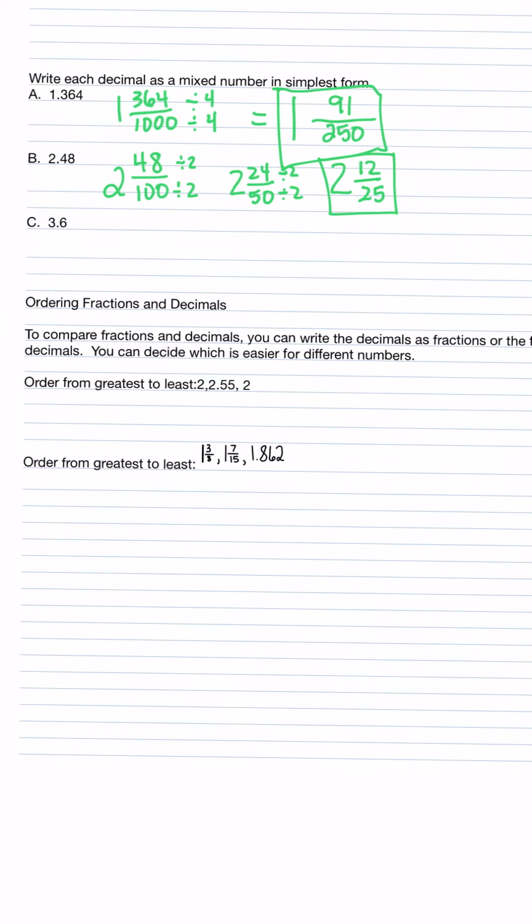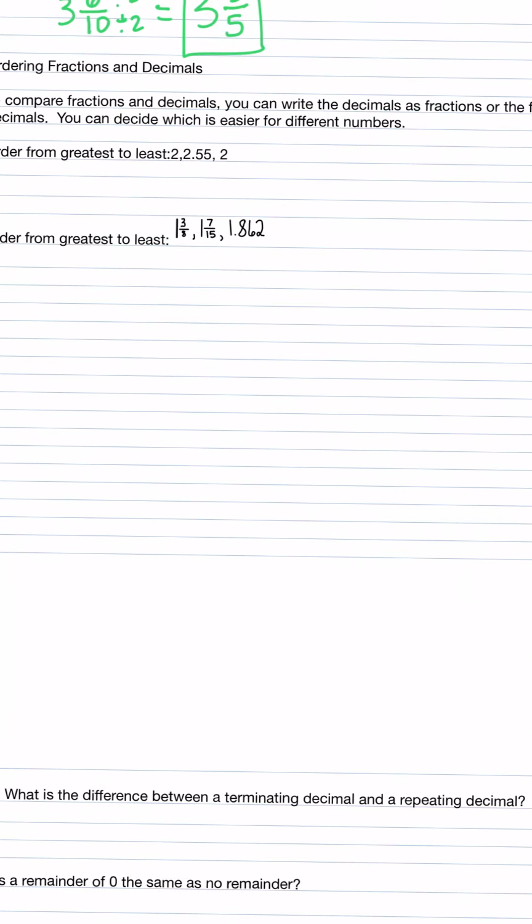Then we have 3 and 6/10. So 6 over 10. Perfect. Let's reduce that. Let's divide by 2. We are going to get 3 and 3/5. If that's what you got, then you are correct.